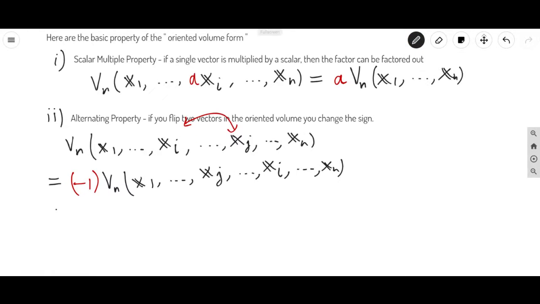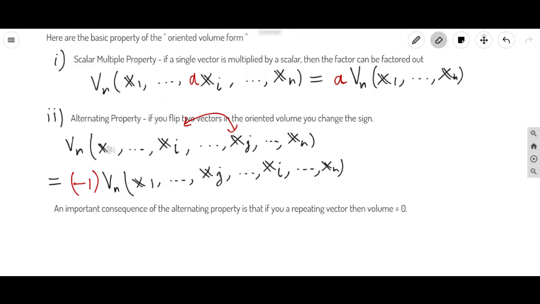And as a consequence, an important consequence of the alternating property is that if you have a repeating vector, then the oriented volume is equal to 0. So if one of these vectors somewhere repeats over here, then because by interchanging them you're getting the same thing, you're getting a number that is equal to its negative, and the only such number is 0. So that's the alternating property.